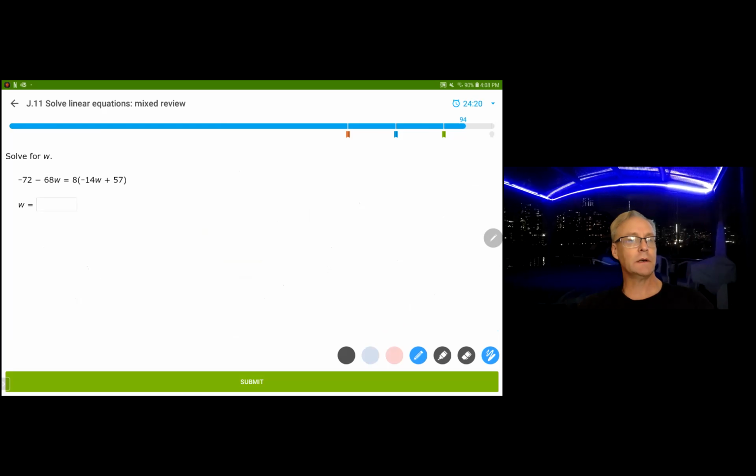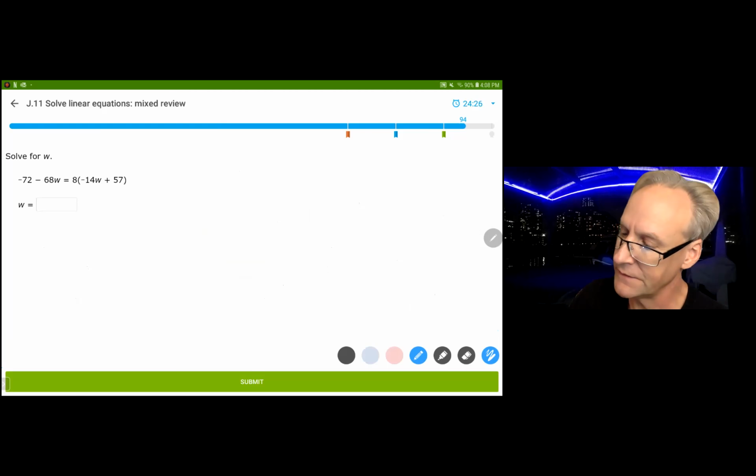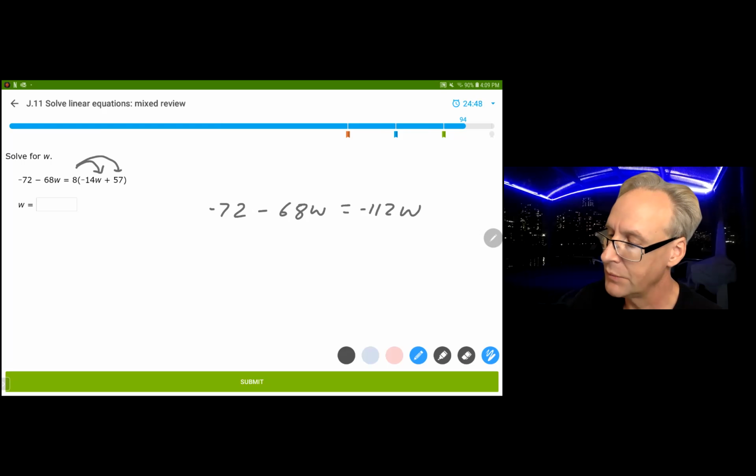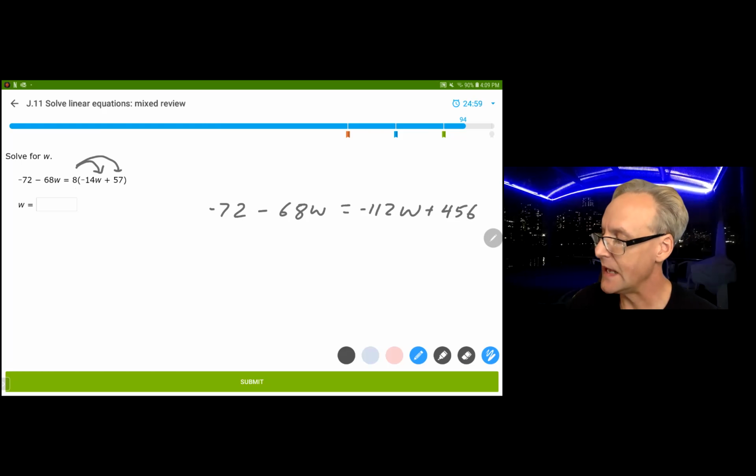Let's see here. Looks like I could divide by 8, but nope, the 68 isn't divisible by 8. So we've got -72 minus 68w. And I'm going to have to distribute my 8 times the negative 14, and then the 8 times the 57. 8 times the negative 14 is negative 112, it looks like, W. Yep, plus, and then I'm going to multiply the 8 times the 57, which is going to be 456.